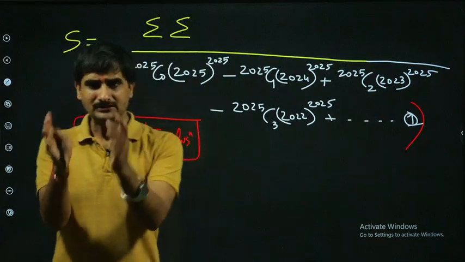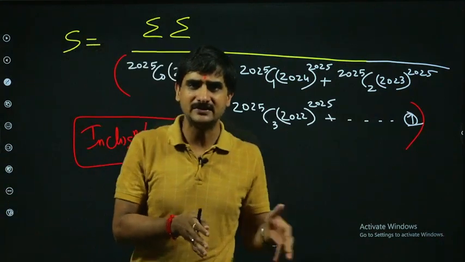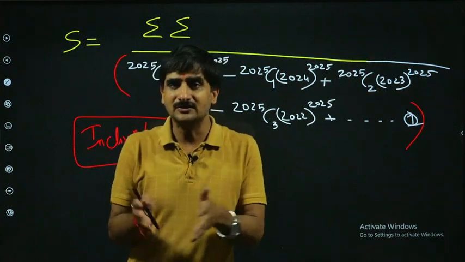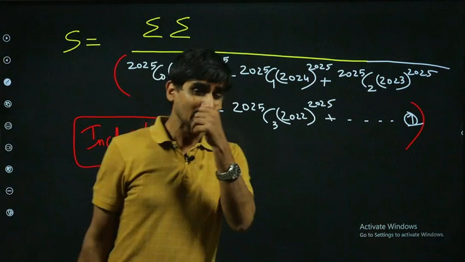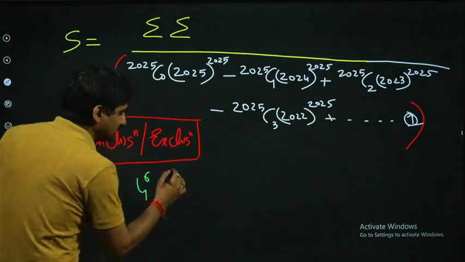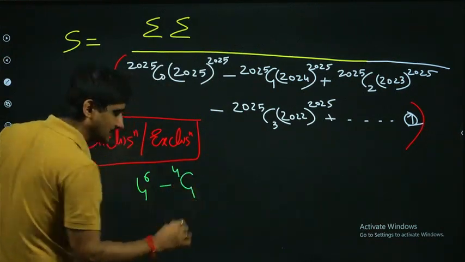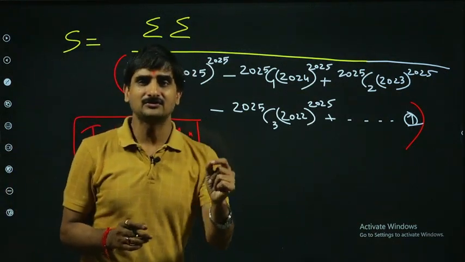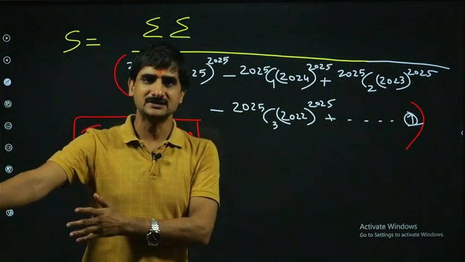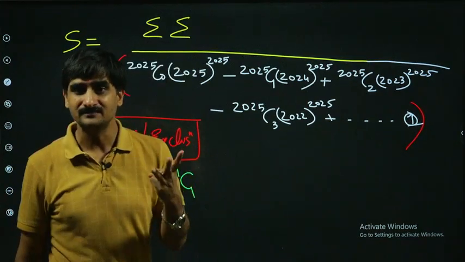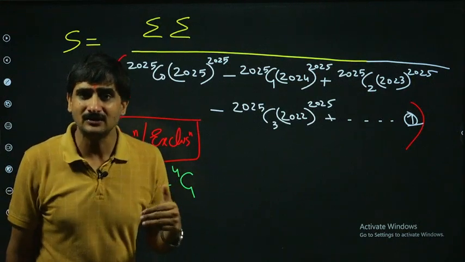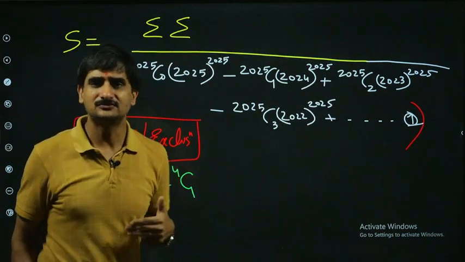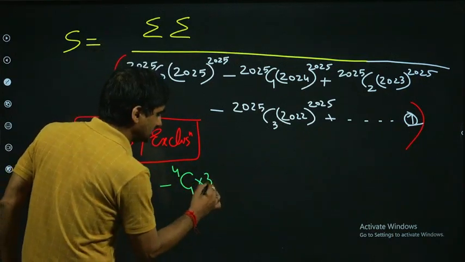Of course, from the total cases, if I exclude those cases when at least one box is empty, what are we left with? We are left with only those cases when no box is empty. That's what we need. So for at least one box empty, you write 4C1 because there are 4 boxes. Why 4C1? I am selecting one box out of 4 and keeping it aside. Now how many boxes are we left with? 3. How many choices does every ball have now? All 6 balls have 3 choices each, 3 into 3 into 3, so you write it as 3 raised to the power 6.